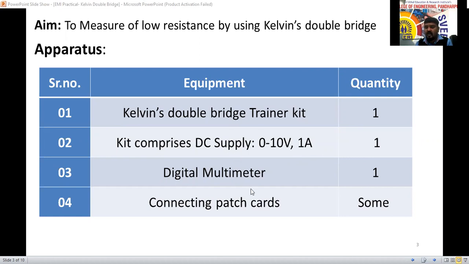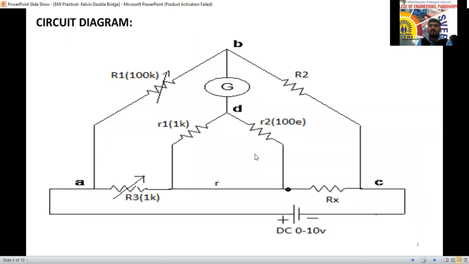Actually, for the practical, that is, physically you have to perform. While performing physically, these are the equipments required. So I am explaining both here. So this is the circuit diagram of the Kelvin double bridge.